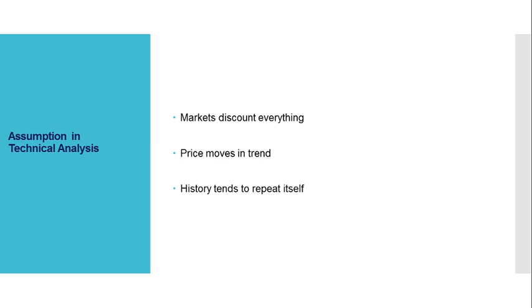Market discounts everything. Price moves in trend. History tends to repeat itself. First, let us discuss in detail that the market discounts everything. The assumption tells us that all known and unknown information in the public domain is reflected in the latest stock price. For example, there could be an insider buying company stock in large quantity in anticipation of a good quarterly earnings announcement. While he does this secretively, the price reacts to his actions, revealing to technical analysts that this could be a good buy.